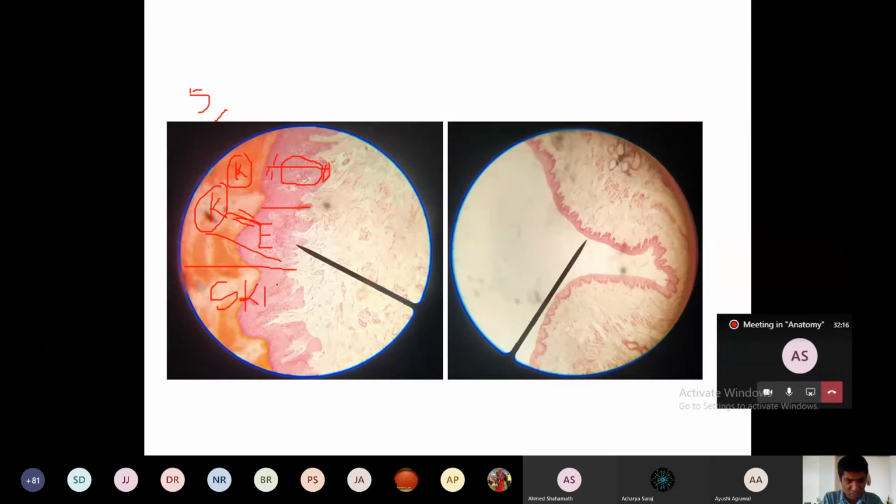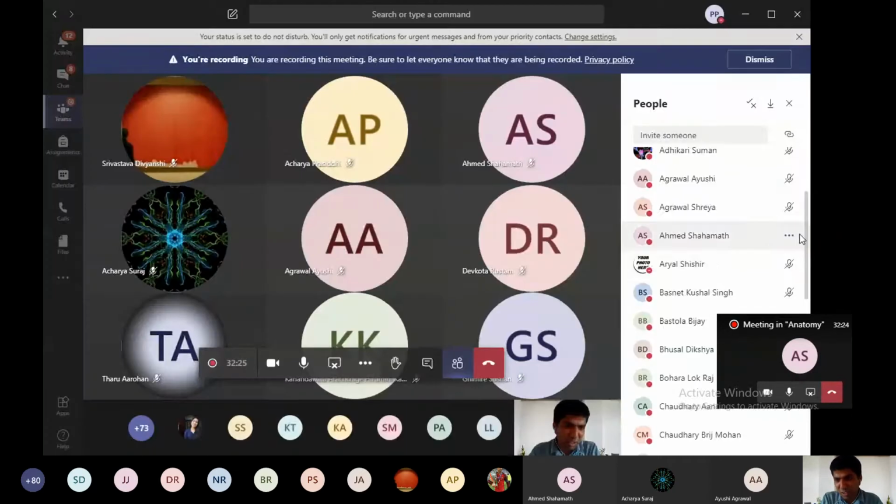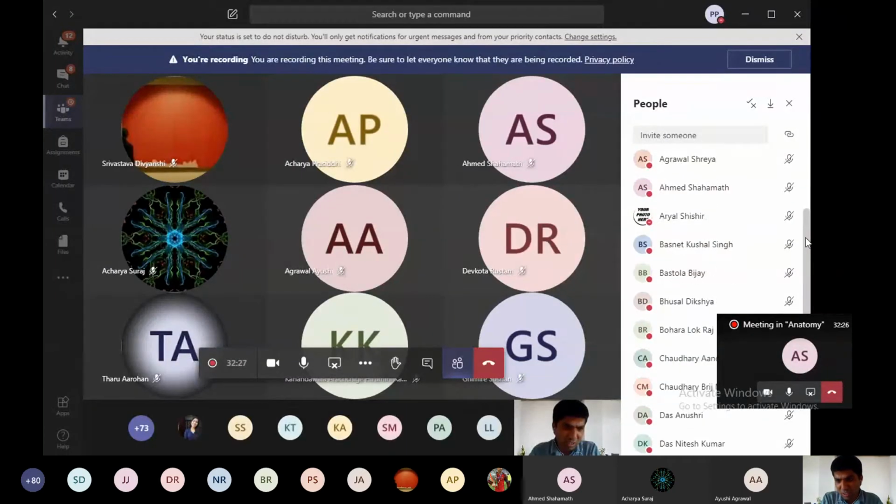Okay, you can say skin. This is the epithelium of the skin. Now come to number 6 and the person. I think I cannot pick up every person. If I start discussing like this, we cannot finish today's target.